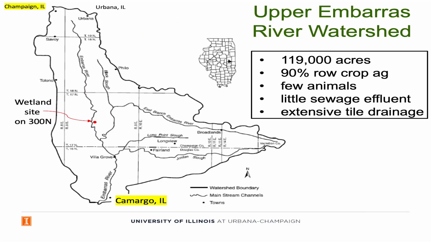Now, the first time I started looking at tile drainage was back in 1992. We had a constructed wetland project. I was the project manager, and that was right there at that red dot in the Embarras River. And we began to sample the river there on a road at 300 North, and then soon realized we should be going down to Camargo, where the USGS gauges the flow, so we could determine the load. And so we've been going down to Camargo since '93.